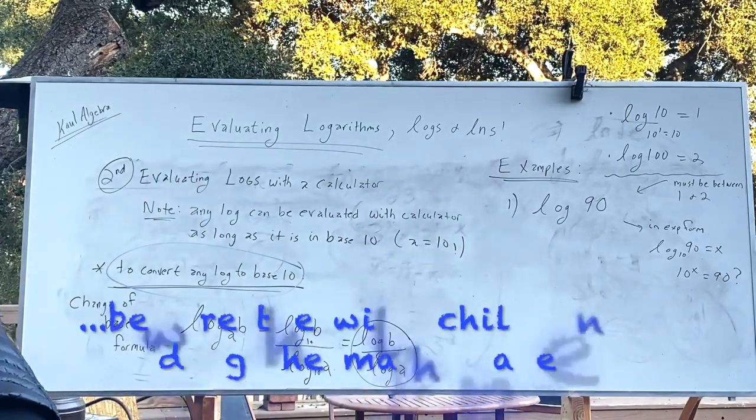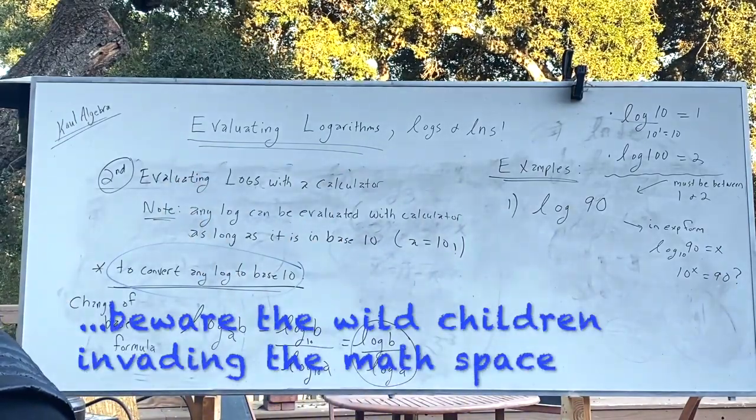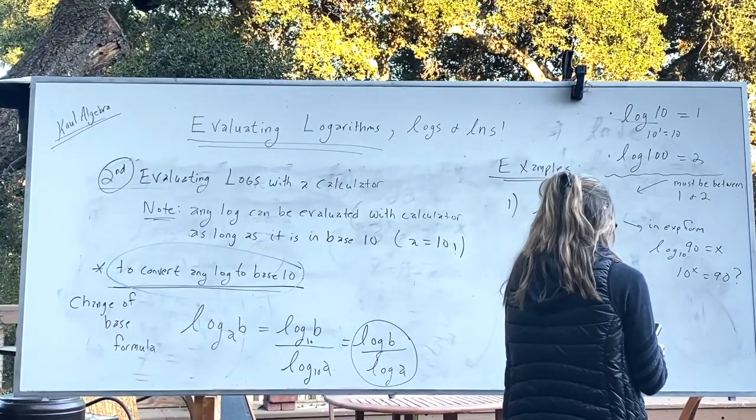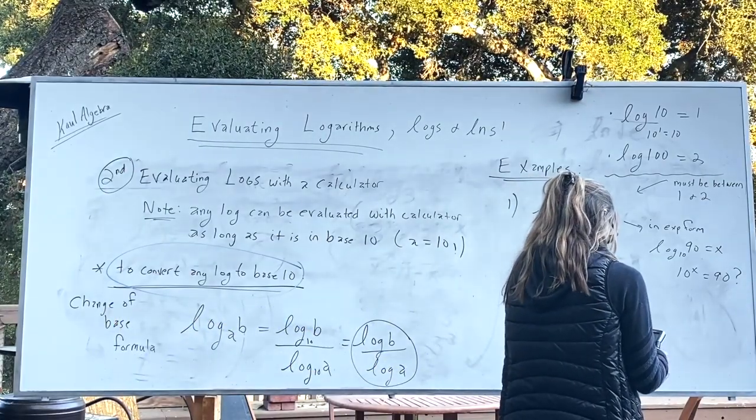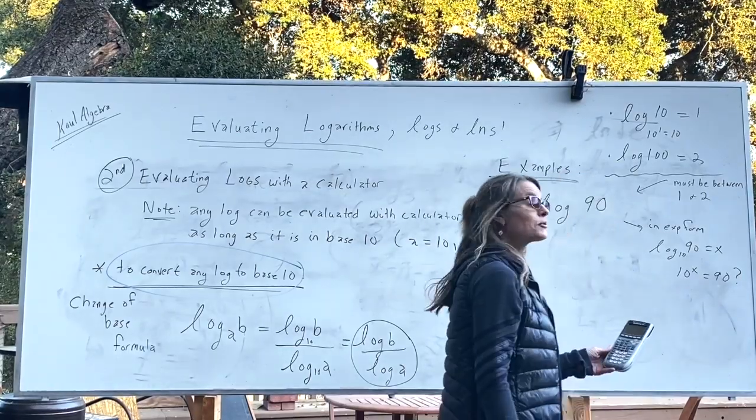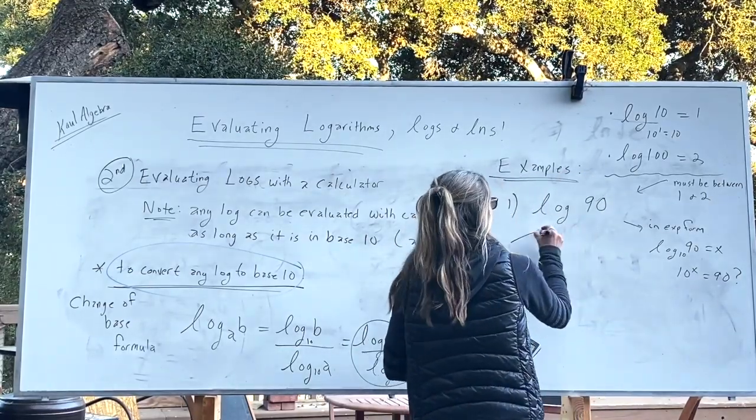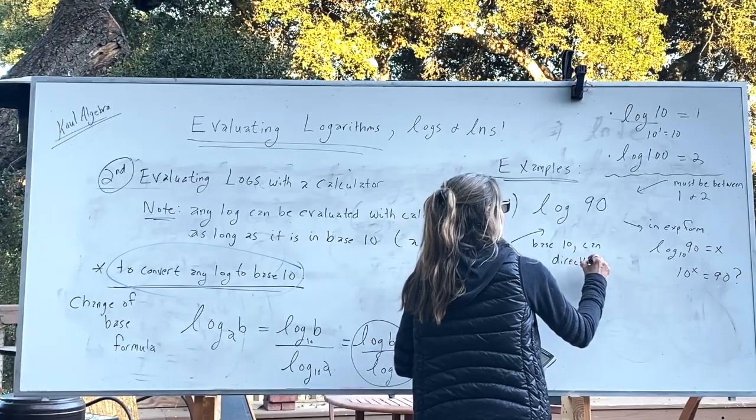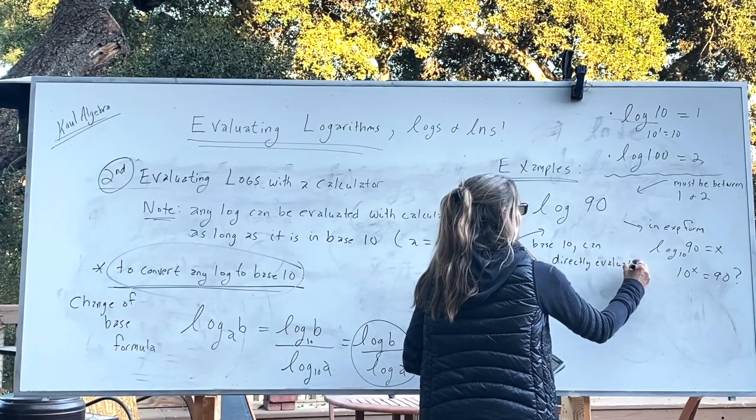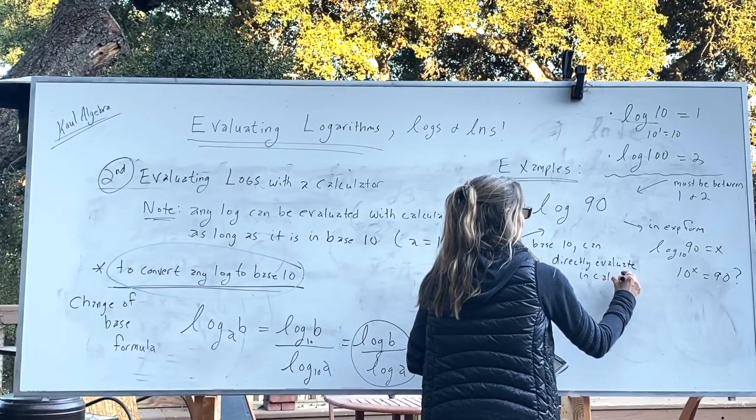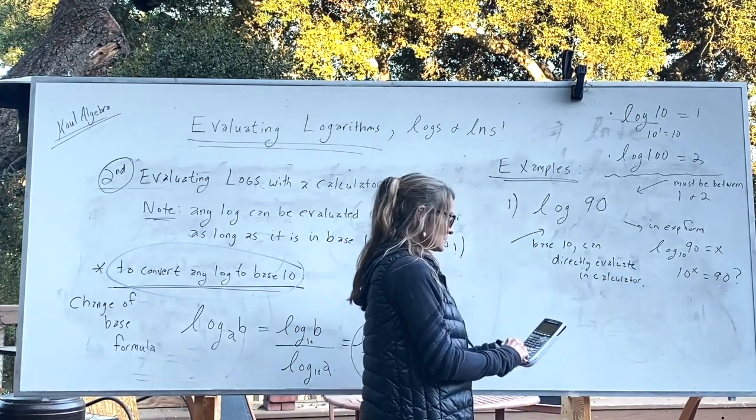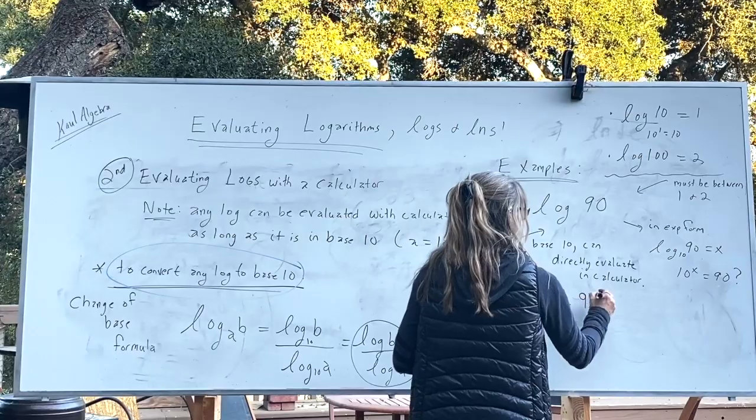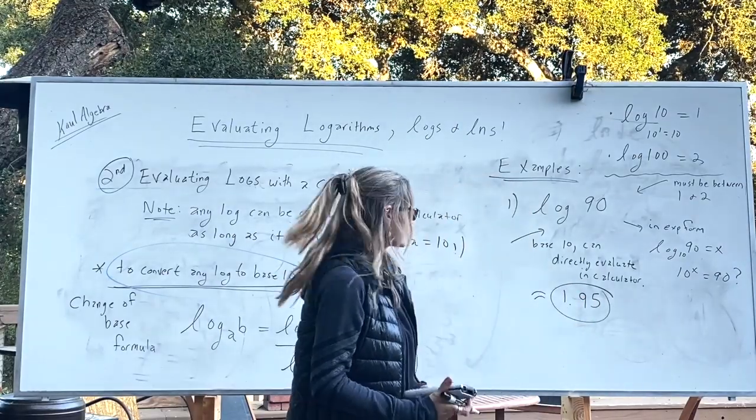So what you have to do is go ahead and use your calculator. Log 90 equals 1.95. This is base 10, which you can directly evaluate in the calculator. I use a graphing calculator, so I just press log, it opens up parentheses, I put 90 in there, and this is approximately 1.95. And you usually approximate to the second decimal place.